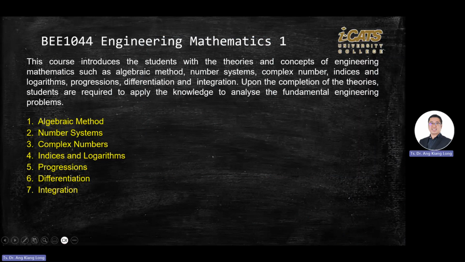Okay, we have covered 4 chapters previously. Your test 1 covers algebraic method, number system, complex number, indexes, and log. Today we do progression. You try to finish 1 chapter today, because chapter 6 and chapter 7 are quite deep.